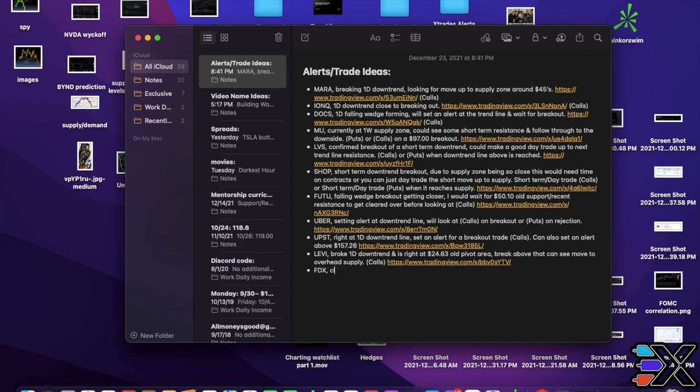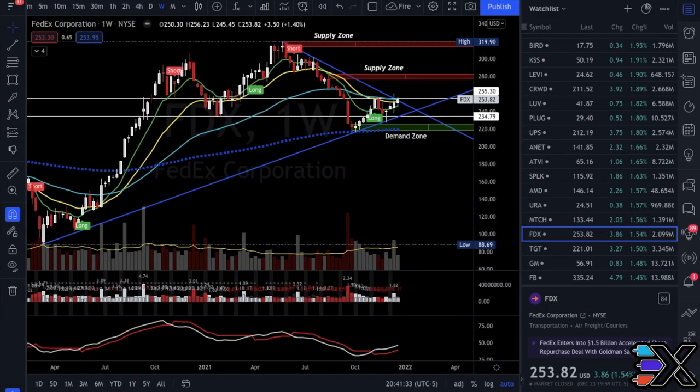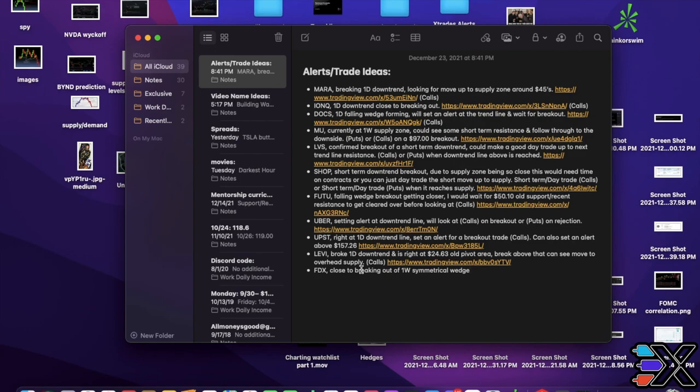So we got FDX close to breaking out of a 1 week symmetrical wedge. And if you guys saw my trend lines, triangles, and wedges video, you already know what the symmetrical wedge is. It can break in either direction, but it looks like it's getting closer to breaking upside here, because it's already poking out a line. Then if it can clear above 255.30 resistance, that's even better confirmation. And that's good for calls.